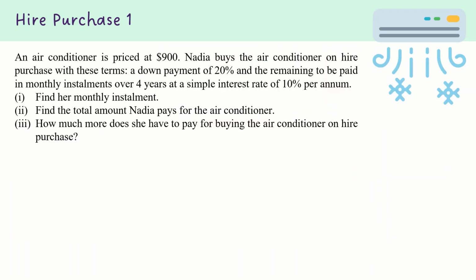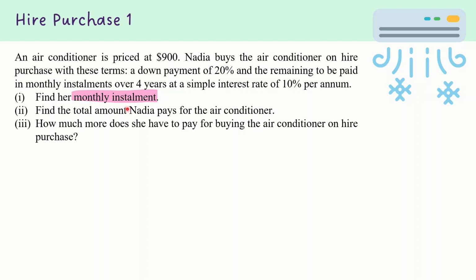Now that we have understood what hire purchase means, let's take a look at another example to apply our learning. In this question, it says that an air conditioner is priced at $900. Nadia buys the air conditioner on hire purchase with these terms: a down payment of 20% and the remaining to be paid in monthly installments over 4 years at a simple interest rate of 10% per annum. In part I, we want to find her monthly installment. That is the objective.